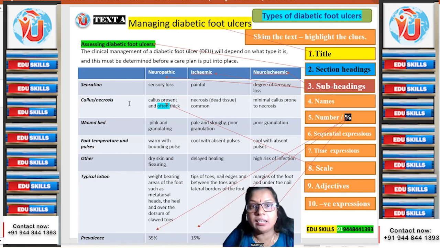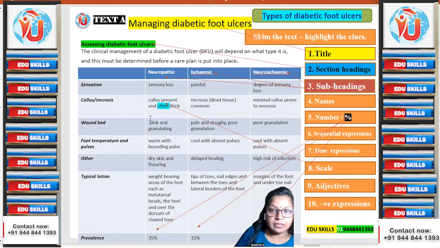First one is the title, "Managing diabetic foot ulcers", which is there in the text, not the one I gave; the heading I gave is different. For my understanding I gave that heading, but the title given by the text is managing diabetic foot ulcers. We can underline that. Then assessing diabetic foot ulcers, that is the section heading. Then neuropathic, ischemic, neuroischemic are the subheadings given in this text. Then some scale, "often", which is given, we can underline it. Then the percentages given, 35%, 15% and 50%. That also you can mark.